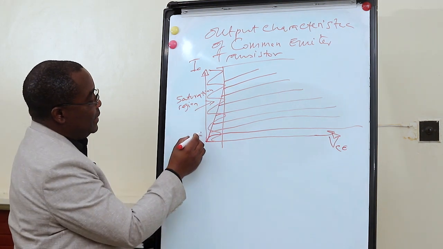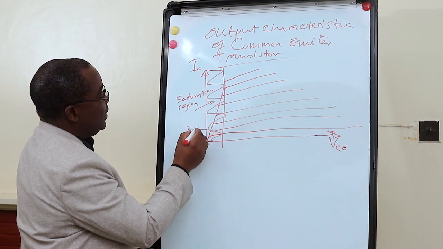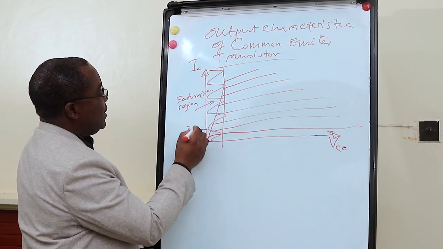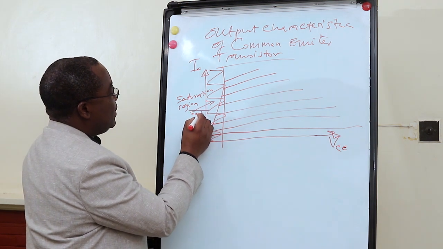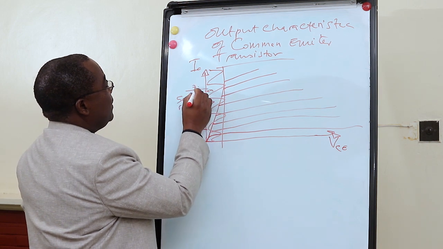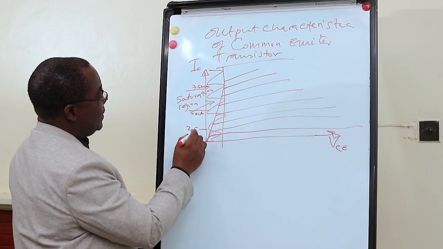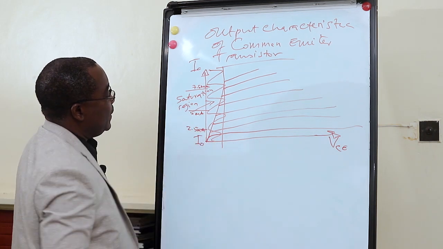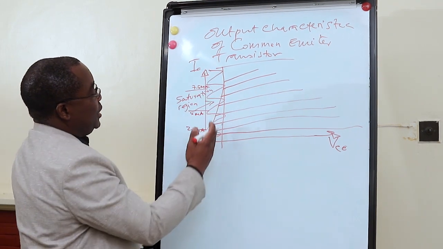Let's put our values here. Collector current is 2.5 milliamps, this is milliamps. We have 5 here, milliamps. We have 7.5 here, milliamps. These are milliamp values. So this region is the saturation region.